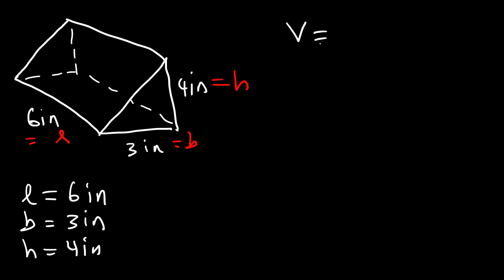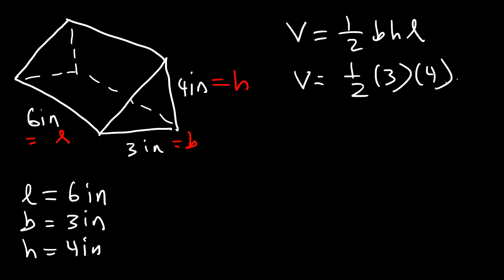So now just write the formula. The volume is going to be 1/2 base times height times the length of the prism. So it's 1/2 times 3 times 4 times 6.